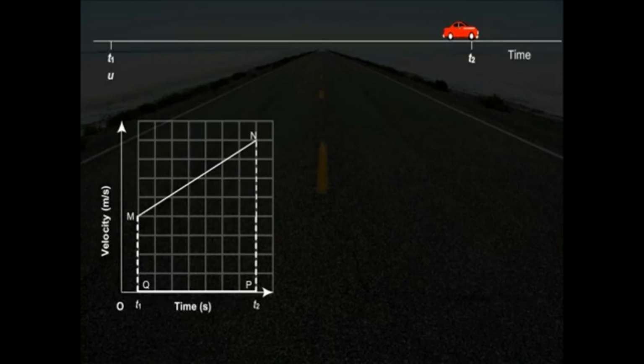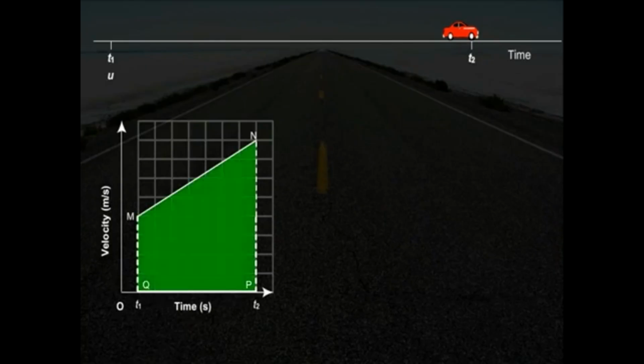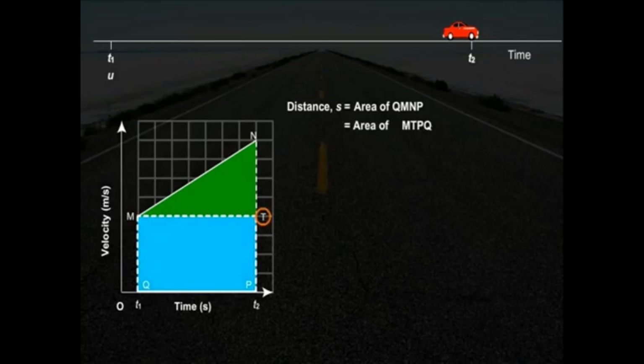Now it's a velocity-time graph. So this trapezium QMNP, yes, the area of this trapezium is what will give us the distance. And how do we find the area? Simple geometry. Area of this rectangle MTPQ plus area of the triangle MNT. Right? Now, if you look at the graph, initial velocity u is equal to MQ, which is equal to TP. Fine. And PQ is t2 minus t1, which is also equal to MT.